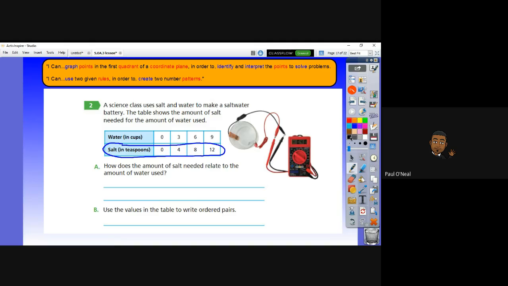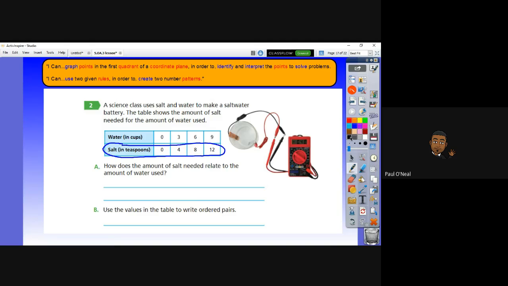If you notice, if it's 0, 0, right, the amount of salt, hopefully, you can get this, but the amount of salt, if the water is 3 cups, the amount of salt is 4. If the water is 6 cups, the amount is 8 teaspoons of salt. So salt is increasing, right, by 4. Water is, of course, increasing by 3.